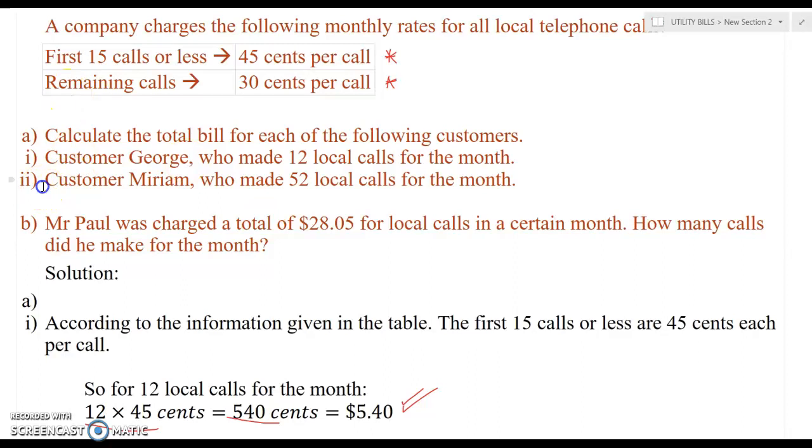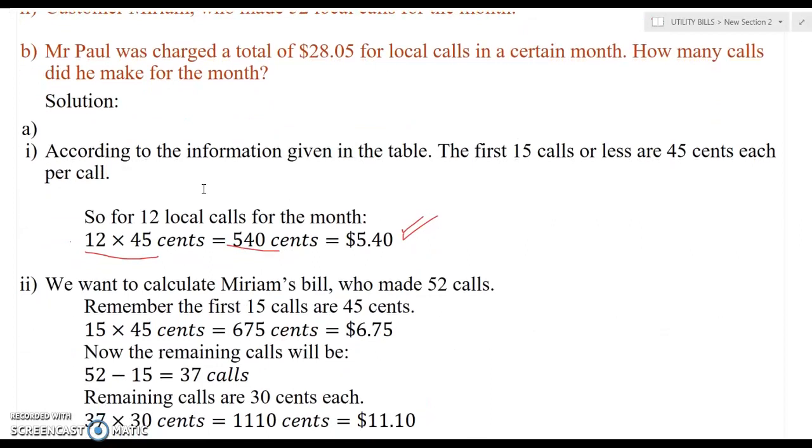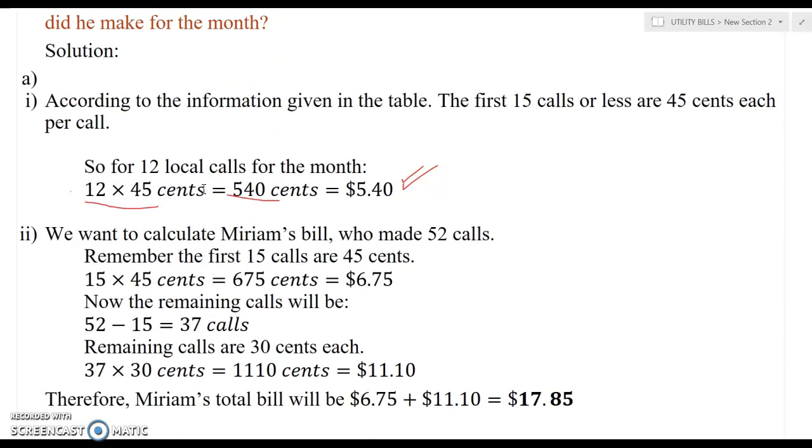Then we have customer Miriam. This is part two now. She made 52 calls for the month. Again, remember the first 15 calls or less is 45 cents. So we want to calculate Miriam's bill now. She made 52 calls. So remember the first 15 calls are 45 cents. So 15 by 45 will be $6.75.